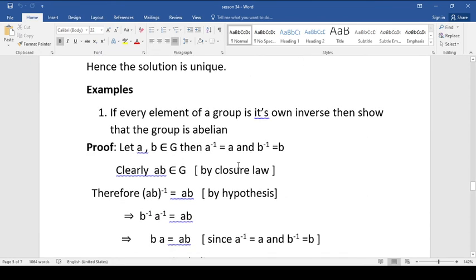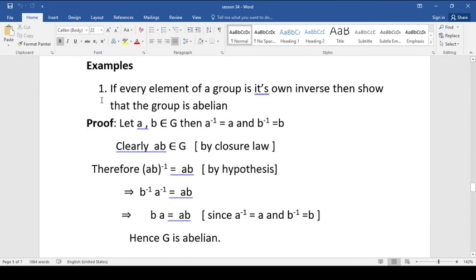Examples on these properties. First one, if every element of a group G is its own inverse, then show that the group is an abelian group. So let A and B belong to G, then according to the given condition, the inverse of the element is the same element. That means A inverse is equal to A and B inverse is equal to B.